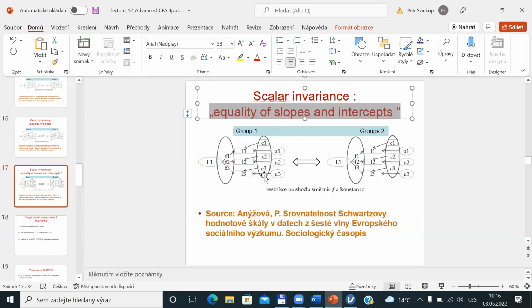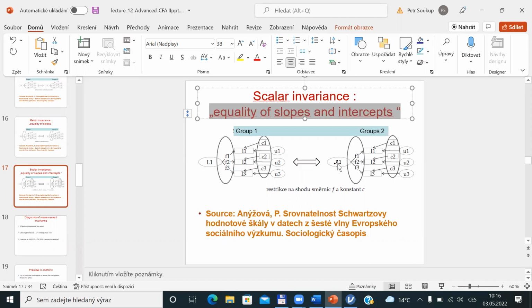And if this assumption is valid, so the same picture, same loadings, and same intercepts, then it is possible to compare the level of the factor, so the latent variable, for the first group and for the second group. If these conditions are not fulfilled, then if you compared the level of the factor for group 1 and for group 2, you would be comparing totally incomparable concepts, and your comparison would be totally rubbish.